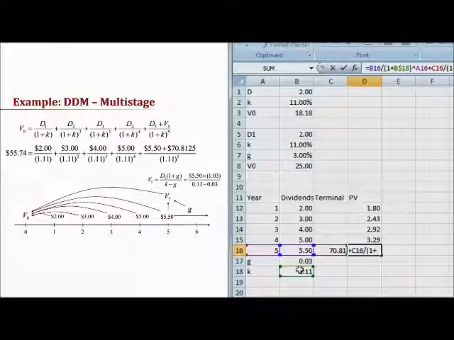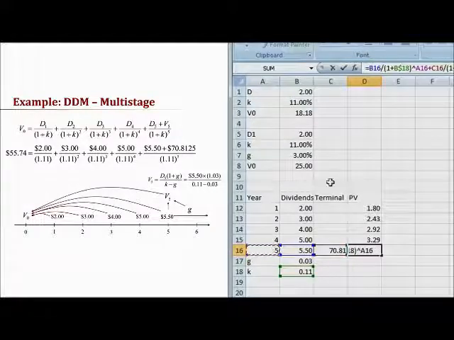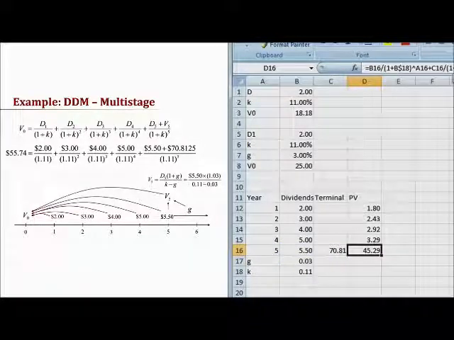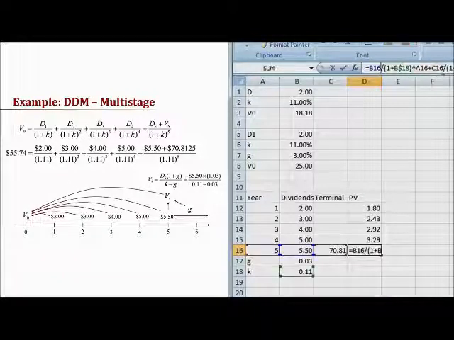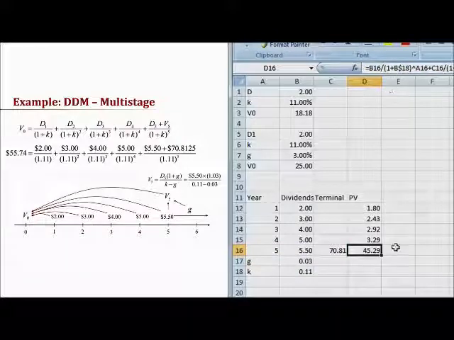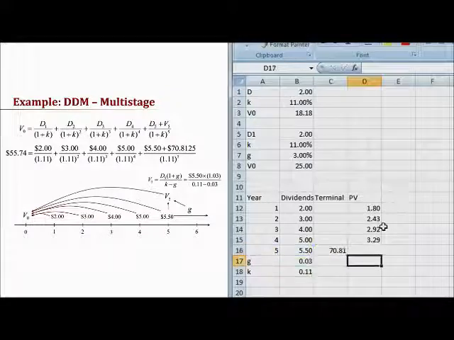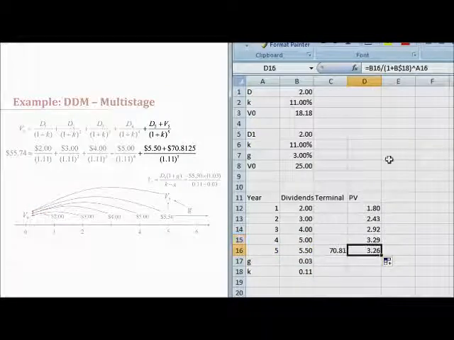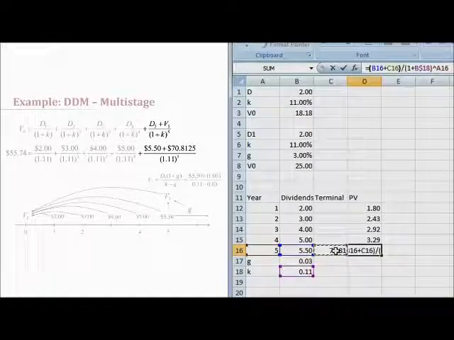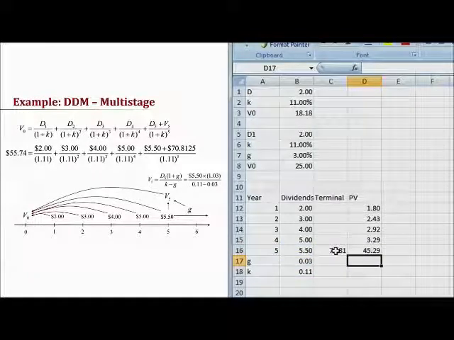And I can do this a couple of ways. Here I've gone ahead and separated this term out. But I could have done it another way, which is to just add the terminal value up here to the dividend that we were calculating. So I'll show you that by deleting this present value formula, copying down the previous. So I'm going to add it here. And you'll notice that we come out with the same value of $45.29 as the present value of all cash flows received at time 5.